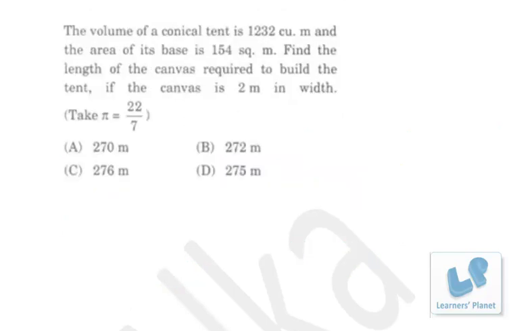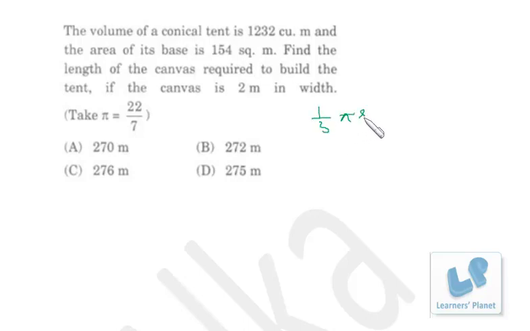Now this question again on mensuration. The volume of a conical tent is this and the area of the base is this. Find the length of the canvas required to build the tent if the canvas is 2 meter in width. We need to find out the length of the canvas, okay? Bit lengthy. Volume of conical tent is this. That means 1 upon 3 pi r square h is this, and pi r square, that is the area of the base, is this, right?